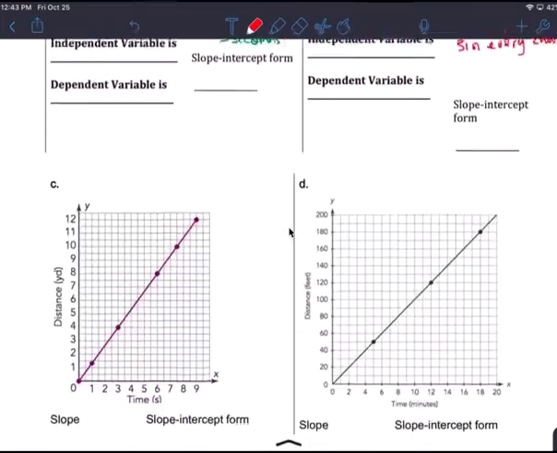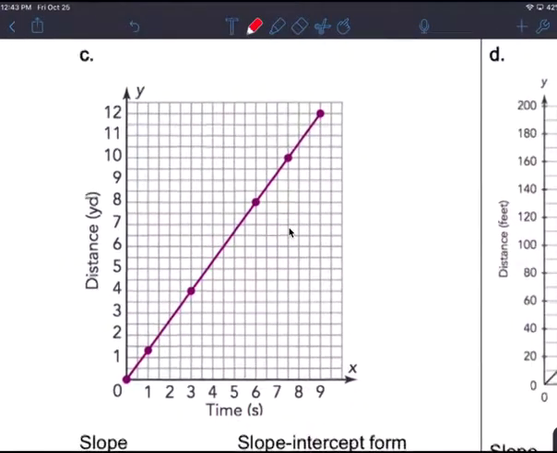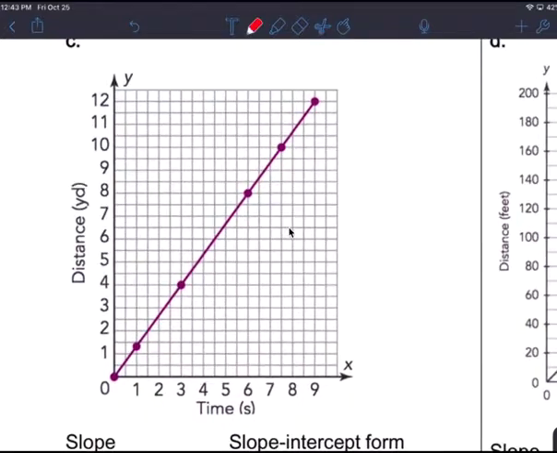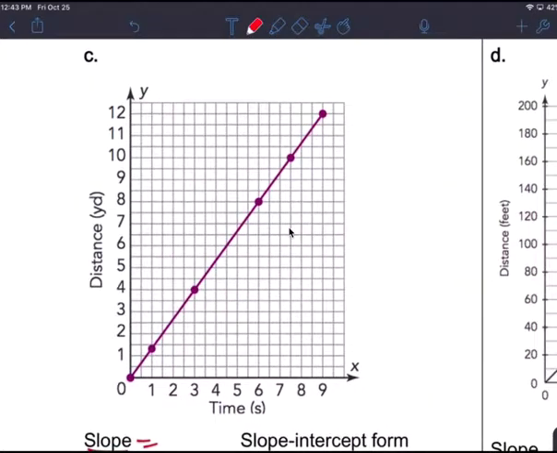All right. C. C here. We're finding slope first. Let's pick one. Let's pick 3, 4. 3 seconds every 4 yards.